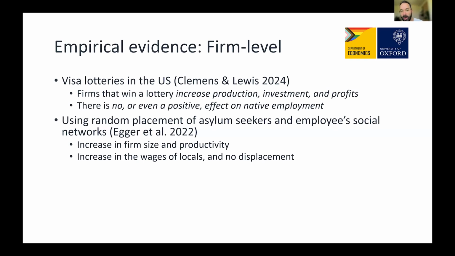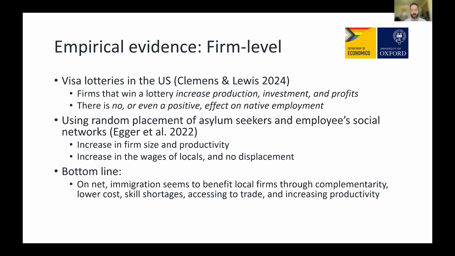I have some similar work on this in Switzerland. I find exactly the same thing. Here I use the random placement of asylum seekers into different labor markets in Switzerland, and see whether firms who by chance get one more immigrant of the origin that they already have local workers from, so firms hiring lots of Eritreans versus firms hiring lots of Syrians, by chance one firm gets more Syrians into its local labor market. Again, I show that benefits the firm and doesn't crowd out any local employment. In fact, at least increases in local wages.